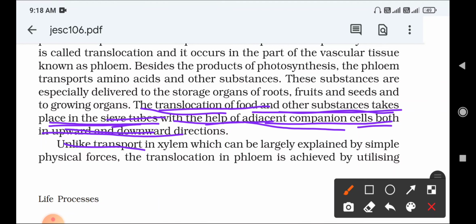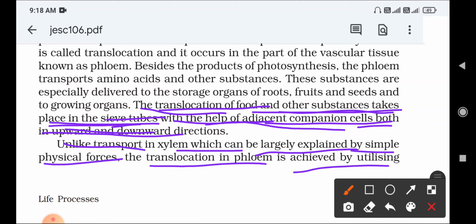Unlike transport in xylem, which can be largely explained by simple physical forces, the translocation in phloem is achieved by utilizing energy. Here is another major difference between phloem and xylem: the xylem uses some physical forces. There are two types of physical forces used by the xylem to transport substances like water and minerals. One is diffusion and the other is transpiration. These are the two physical forces used to transport water and minerals.